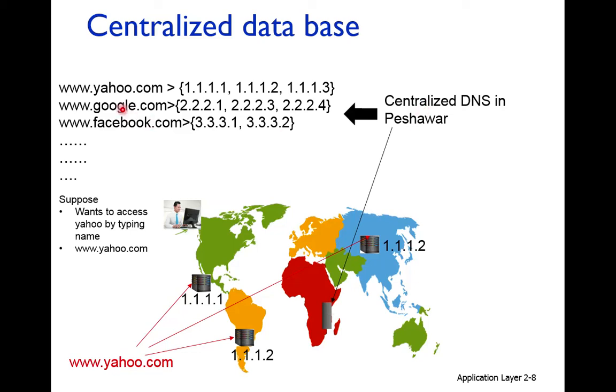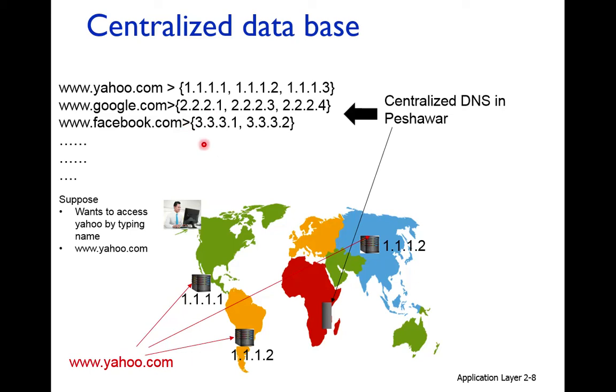For example, www.google.com has 3 IP addresses: 222.1, 222.3, 222.4. Similarly, facebook.com is the server name of Facebook, and these are its 2 IP addresses. Some hosts may have 1 IP address because they have only 1 machine, and some have more than 1 system, so they may have more than 1 IP address. So this is stored here.